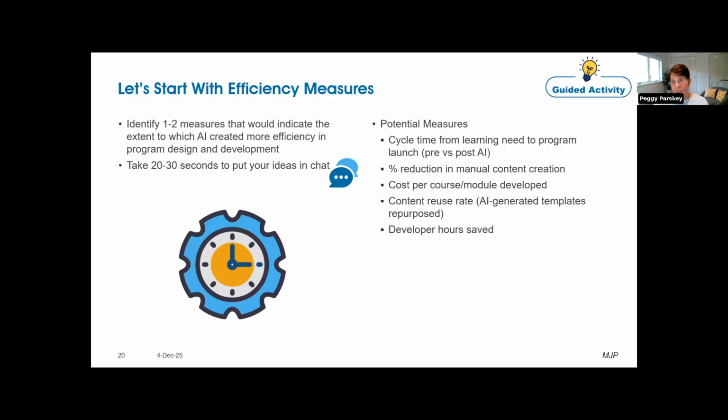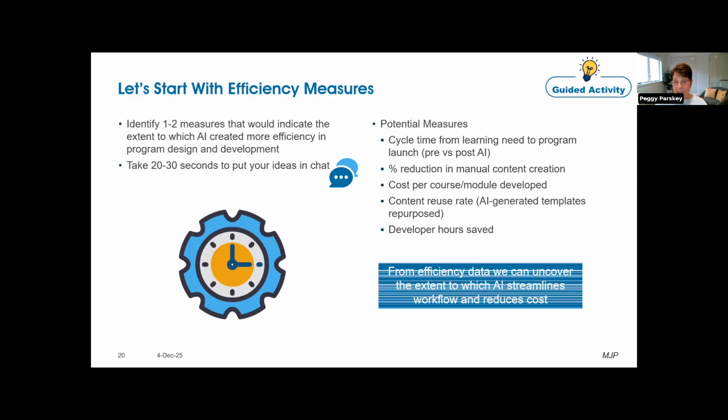So these are things about efficiency, and that's what this is about. From this type of data, we can uncover the extent to which AI streamlines workflow and presumably reduces cost. So this is all great.